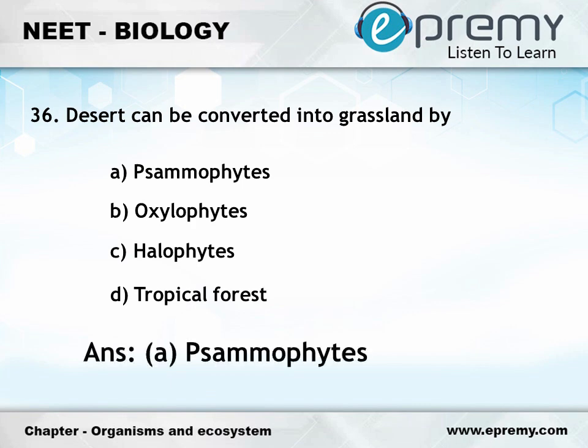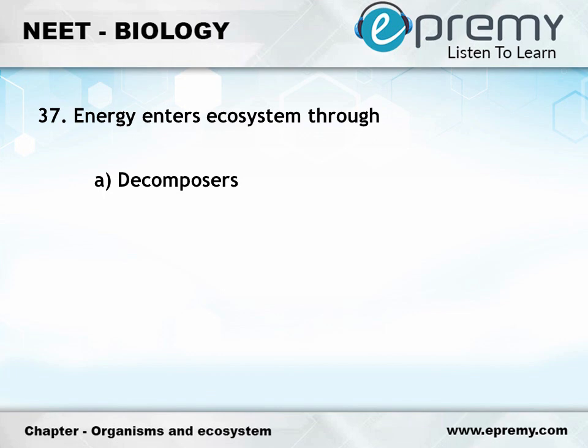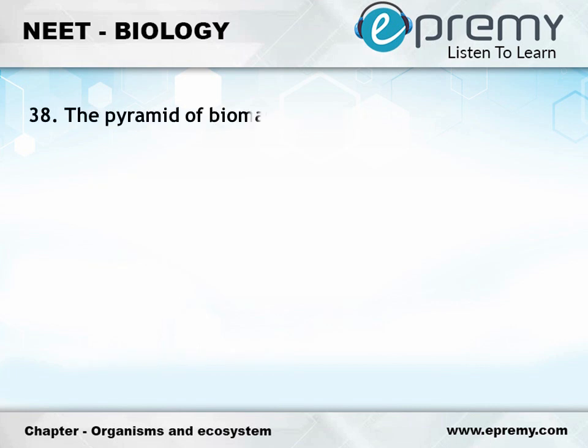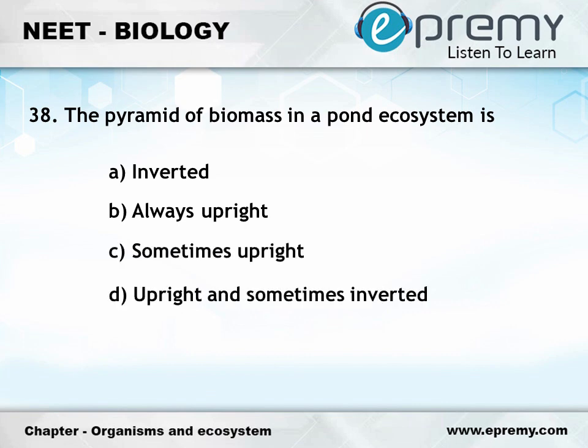Zamophytes. Question number 37. Energy enters ecosystem through option A, decomposers, option B, producers, option C, herbivores, option D, carnivores. The answer is option B, producers. Question number 38. The pyramid of biomass in a pond ecosystem is option A, inverted, option B, always upright, option C, sometimes upright, option D, upright and sometimes inverted. The answer is option A.